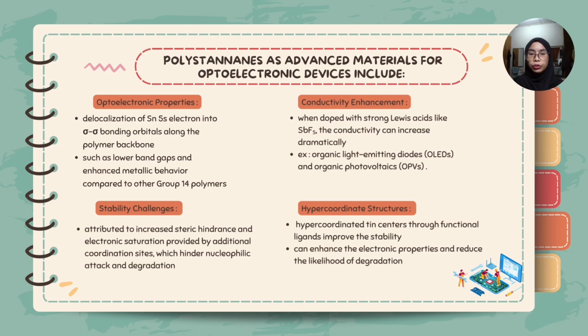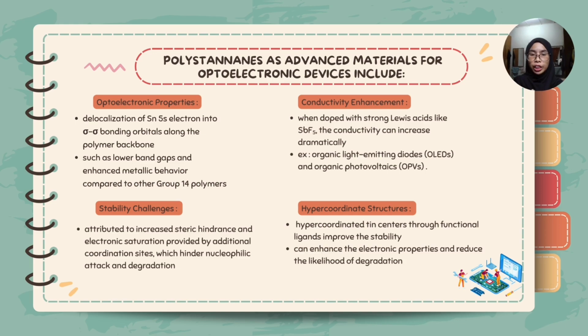So first, for optoelectronic properties, the delocalization of Sn's electrons into sigma-sigma bonding orbitals along the polymer backbone results in lower band gaps and enhanced metallic behavior compared to other group 14 polymers. Second, conductivity enhancements. When doped with a strong Lewis acid like SbF5, the conductivity can be increased dramatically, making them viable for use in electronic applications, for example, organic light emitting diodes, OLEDs, and organic photovoltaics, OPVs.